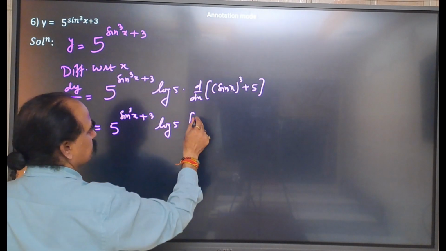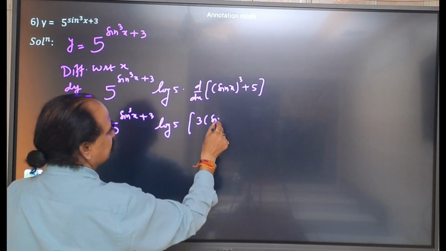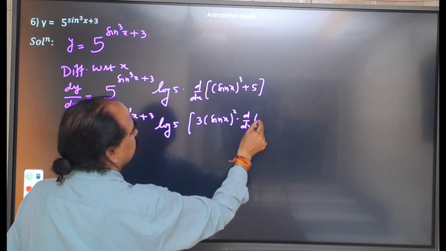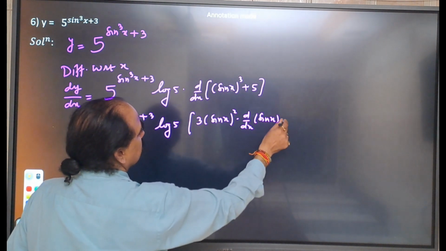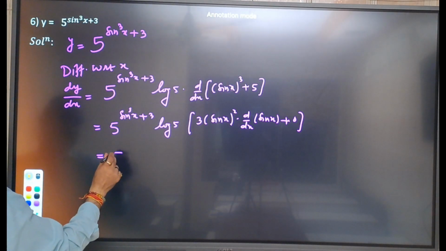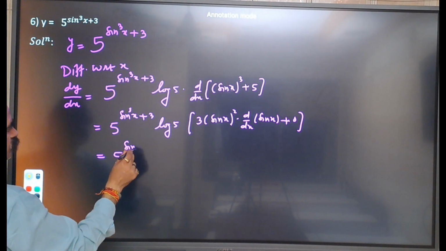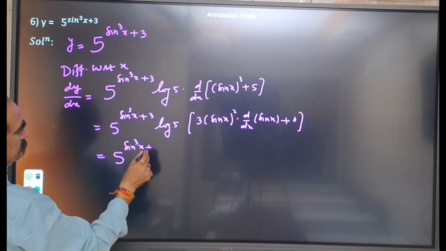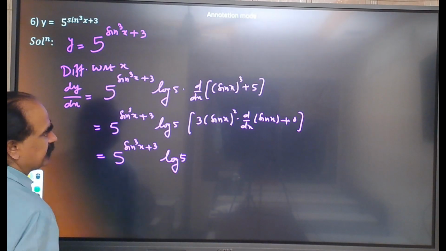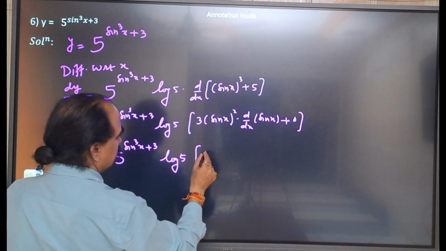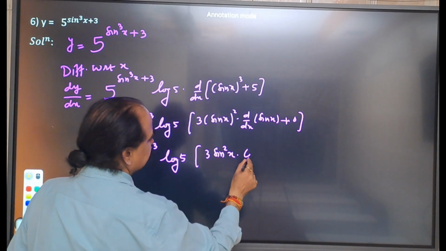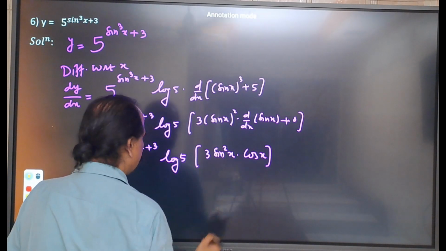First take derivative of power. 3 sin x raised to 2 into d by dx of sin x, plus 0. So 5 raised to sine cube x plus 3 log 5 into 3 sin square x. Derivative of sin x is what? Cos x.